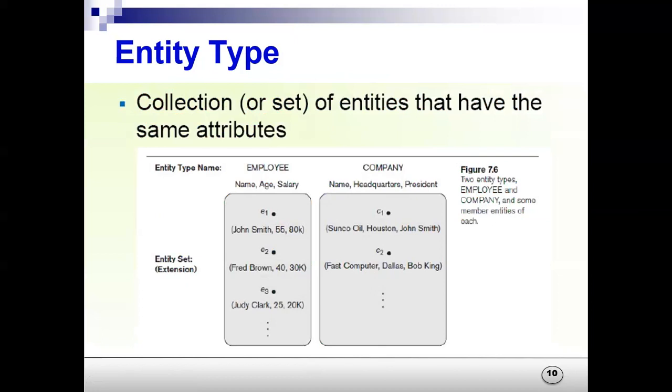So basically these are the collections of entity types. Here we have employee and company. These are the two entity types. I also mentioned that an entity is something which has physical existence. So obviously employee has physical existence, and company also has physical existence. The attributes for employee are name, age, and salary, and for company are name, headquarter, and president. So a collection or set of entities that have the same attributes. These are the values for the entities.